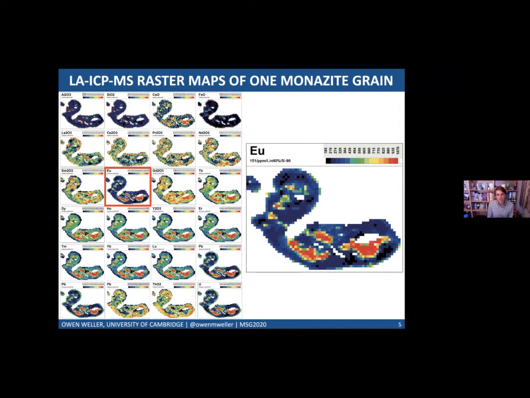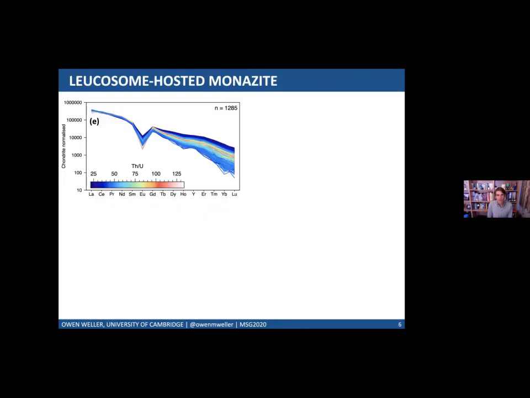So you can see that for one grain here, across the 24 different isotopes, we've collected over 30,000 different data points. So lots of data per monazite grain to think about. I'm now going to show you the data for this particular grain, just the rare earth elements here, which are chondrite normalized and color-coded by thorium over uranium.